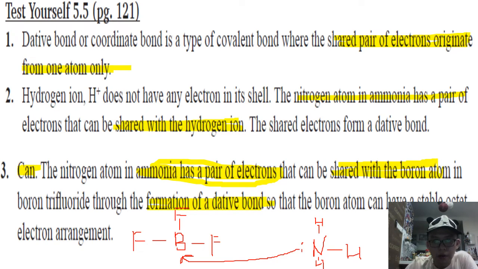So I have already highlighted the answer with the yellow color. So a dative bond is the sharing of a pair of electrons from one atom only. Okay, so number 3, this one I want to highlight, can. Okay, because the ammonia has a pair of electrons which can be shared to the boron atom, and this bond we call a dative bond.